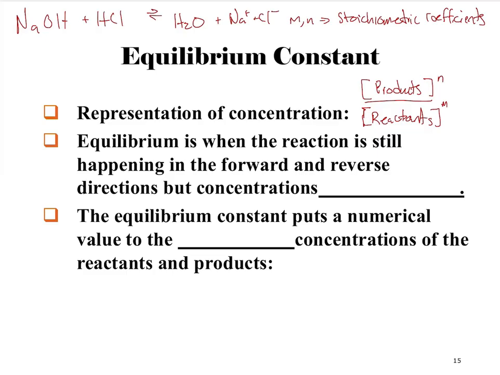It doesn't have to be neutral, right? It doesn't have to be neutral. It can be positive. So how many are on the product side? One, right? And how many chlorines are on the reactant side? One. And how many are on the product side?